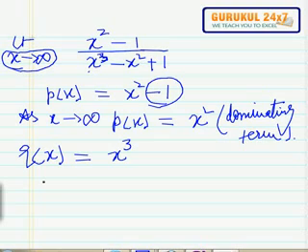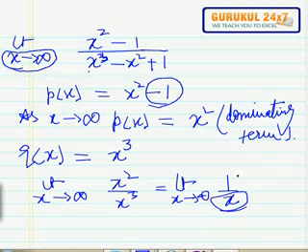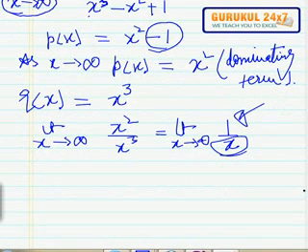So now we have limit x approaches infinity of x squared divided by x cubed, which is limit x approaches infinity of 1 over x. Now x is very large and you have 1 in the numerator. If you divide 1 by a very large number, you're going to get a very small number. Now how small a number are we talking about here?